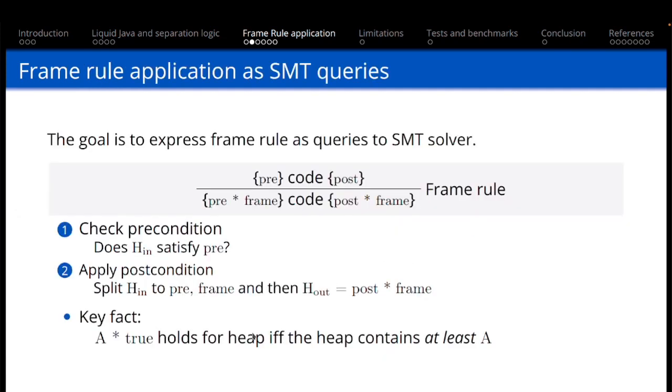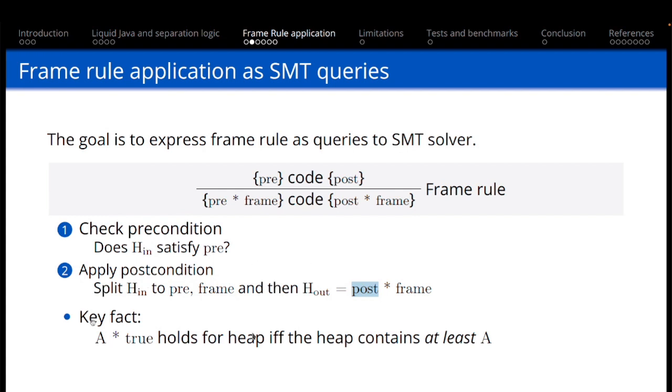So how should we go with the implementation of this heap disjointment into the precondition and the rest of the heap? At first we need to check if the precondition is consumable from the heap which is described by the state of symbolic execution. And then we need to split our heap into two parts, the precondition and the frame, the rest of the heap, and then replace the precondition with the postcondition.